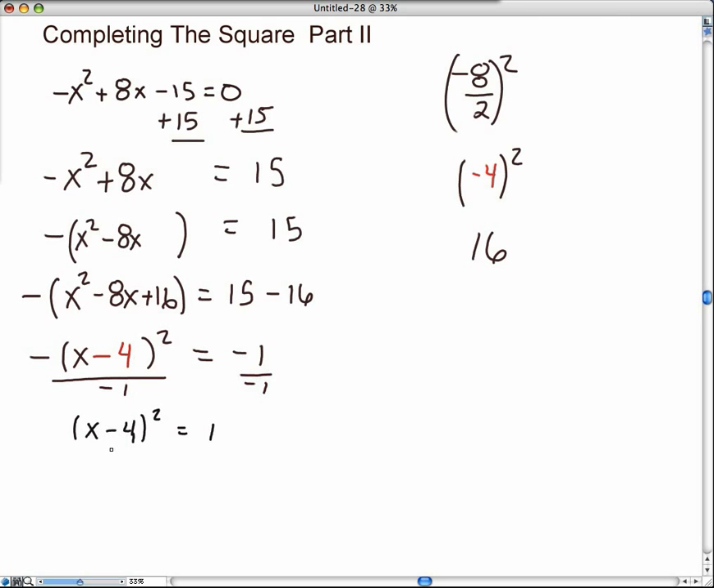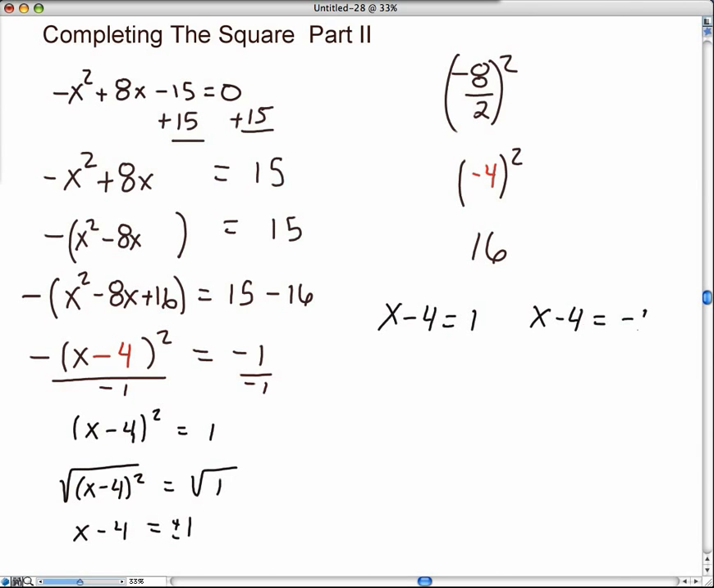Okay, so now we can take the square root on both sides. Take the square root of both sides, and we get x minus 4 equals the square root of 1, which is 1. But because we're dealing with quadratics, we need two answers, two roots. So x minus 4 equals 1, and x minus 4 equals -1. The +1 comes over here, the -1 comes from down here, and the stuff on the left is always the same.